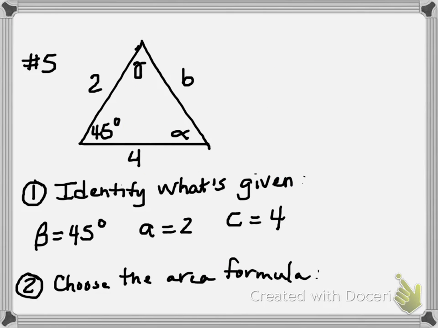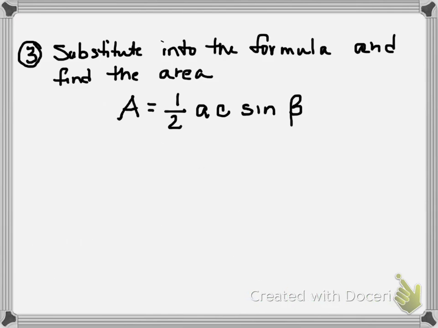All right, so under choose a formula, let me change my color. I'm going to use A equals 1/2 AC times the sine of beta. So again, the first step you want to do is identify what's given, and the second step is to choose the area formula. Once we do that, we're ready to substitute into the formula and find the area.